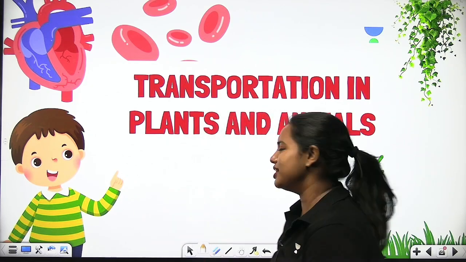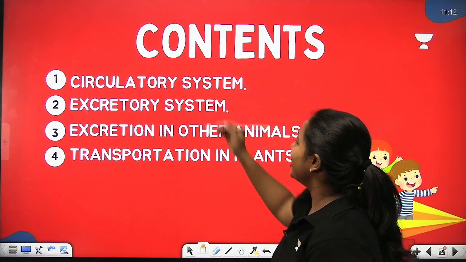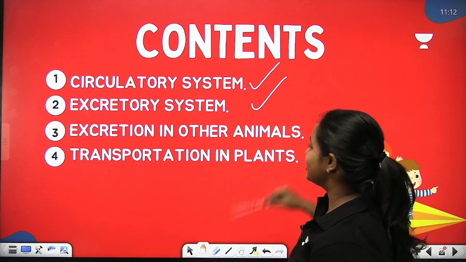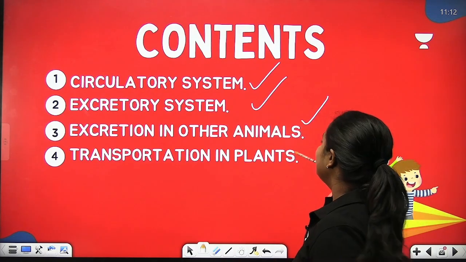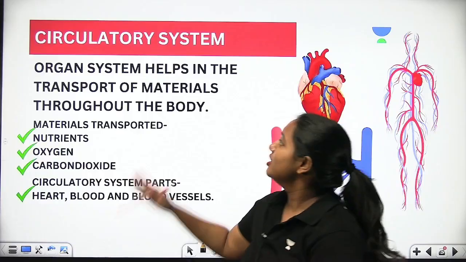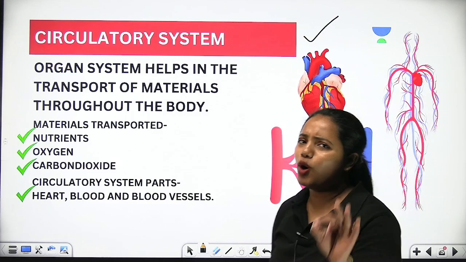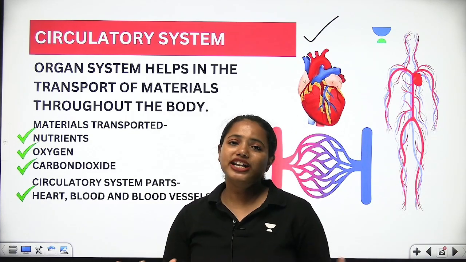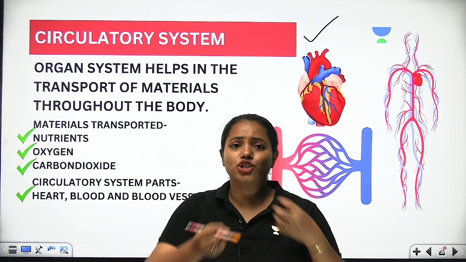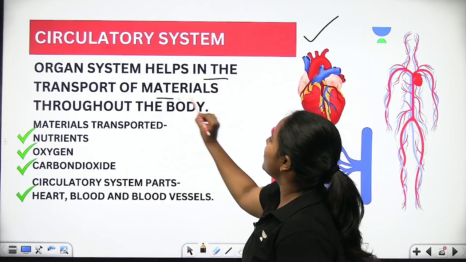So let's get started. Here we are going to start off with the main contents that we will be learning today. There are 4 main concepts: circulatory system, excretory system, excretion in other organisms, and finally transportation in plants. The first thing we are going to learn today is all about the circulatory system. So what is meant by circulatory system? The circulatory system is an organ system that helps the nutrients reach different parts of our body. Very simple. You can write down the points, very important.